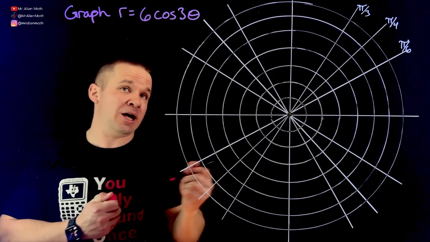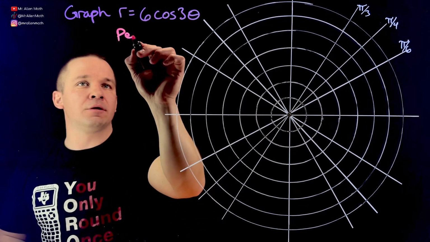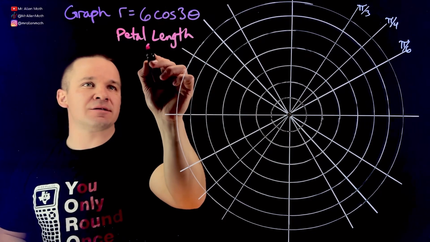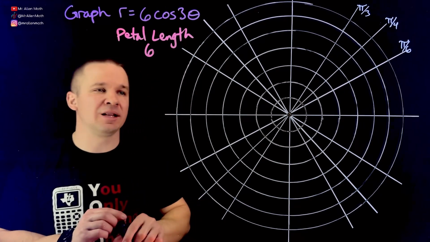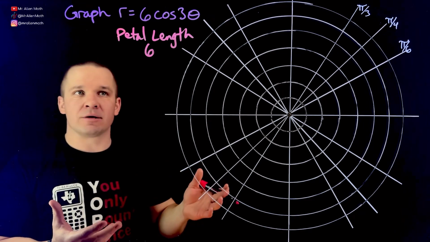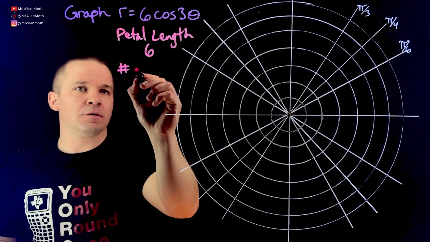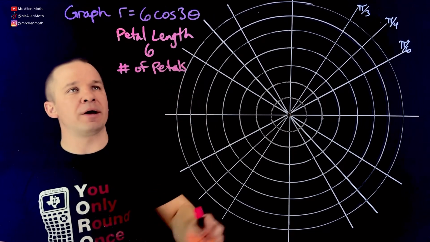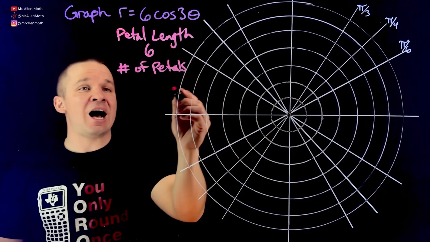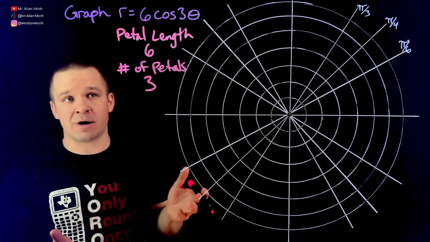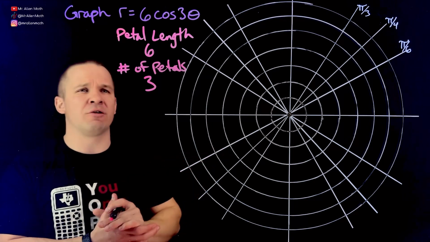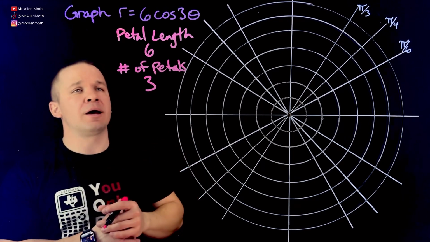Now the petal length, if you will, that's going to be 6. That coefficient out there tells me the length of the petals. All right, now how many petals do we have? Well, the number of petals comes from right here. If it's an odd number, it is what it is. It's 3. If it's an even number, you double it. Okay, we'll get into that in another video. So for this one, 3 petals.